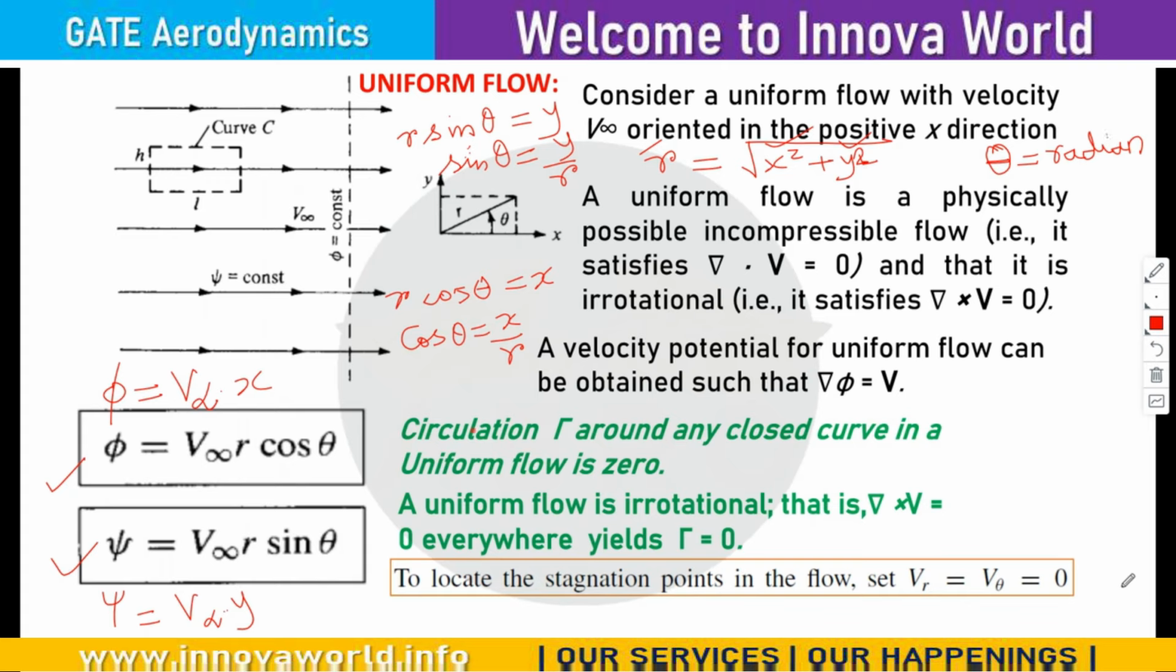Now from this equation, from this uniform flow, you can obtain these important parameters, both in the polar and the Cartesian form. Okay, that is phi equals V infinity x, and psi is V infinity, that is the free stream velocity, into y. Okay. Now next very important is what it signifies. Another important thing, the velocity potential for uniform flow can also be written like this.